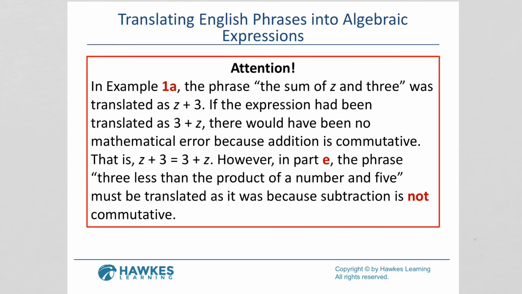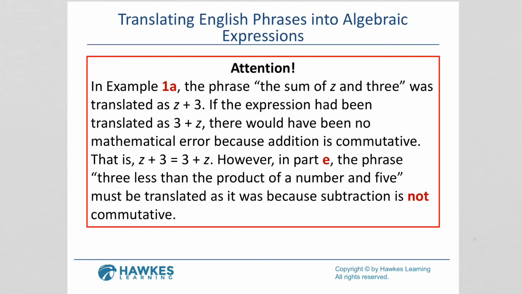It's important to understand that in example 1a, the phrase the sum of z and 3 was translated as z plus 3. If the expression had been translated as 3 plus z, there would have been no mathematical error because addition is commutative. Commutative means you can go in any order. That is, z plus 3 is equal to 3 plus z.